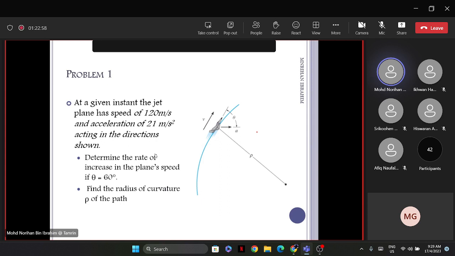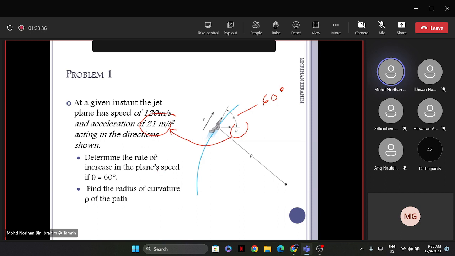So this A represents the magnitude of acceleration. A itself represents the magnitude of accelerations, which is equal to 21 meter per second squared. So the question is: determine the rate of increase in the plane speed if theta is equal to 60 degree.